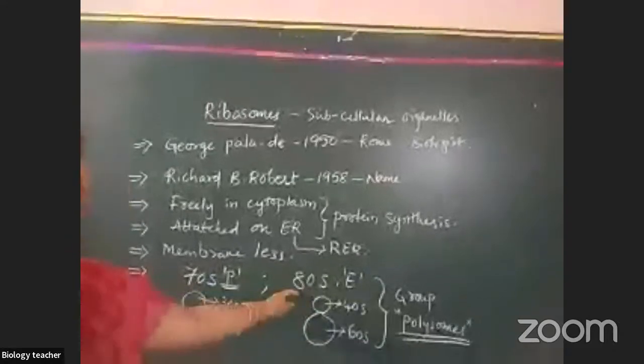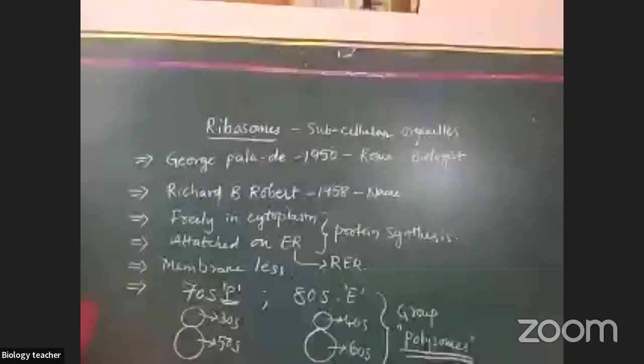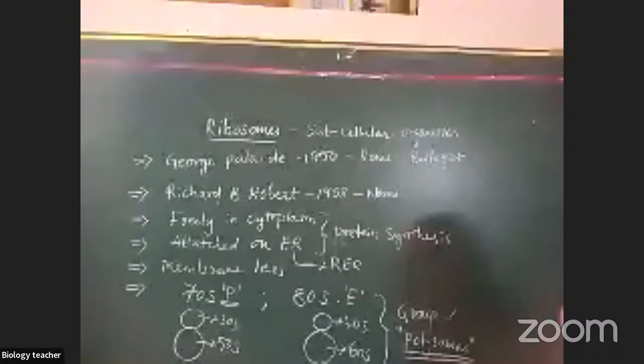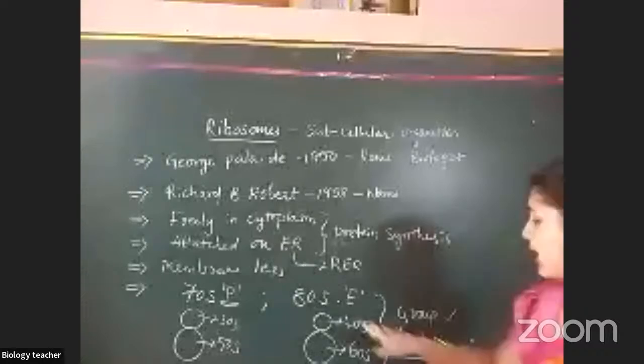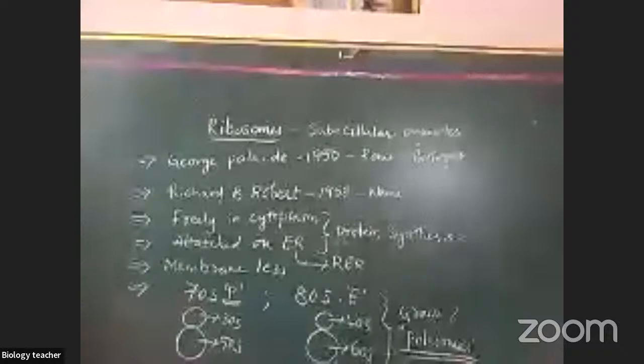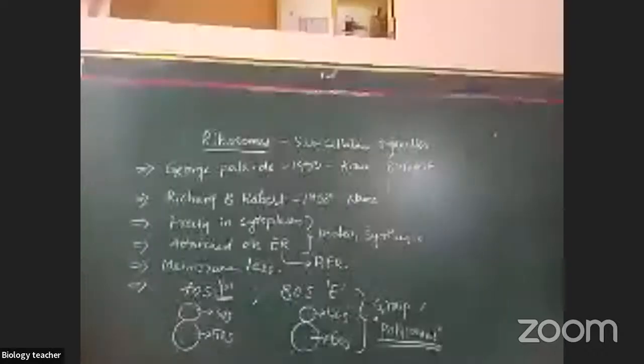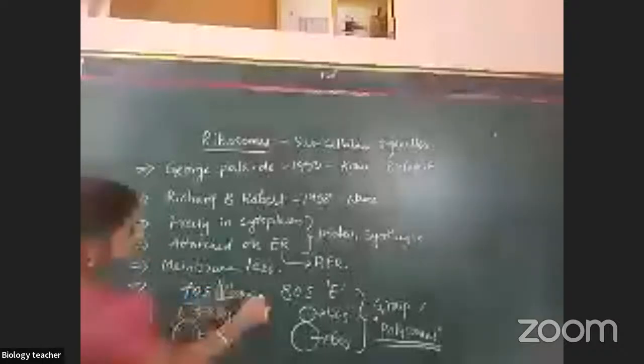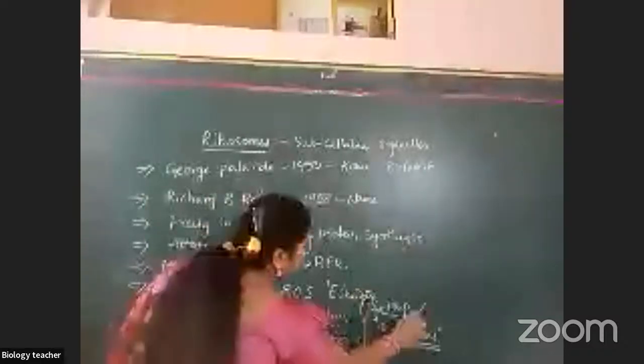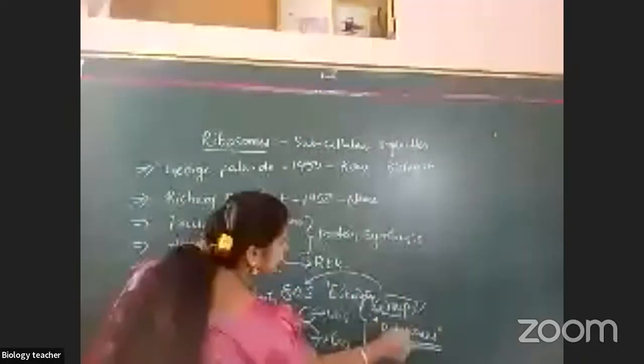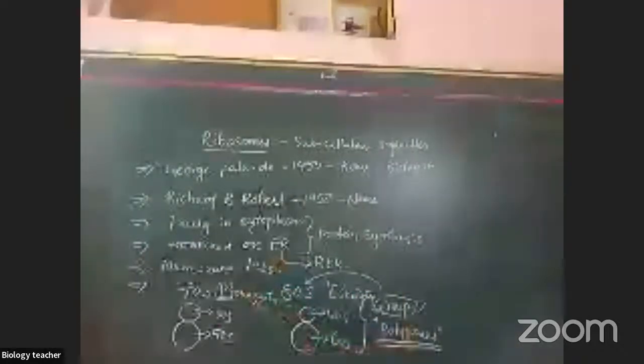A group of 80S ribosomes is known as polysomes. Very important: a group of 80S ribosomes is known as polysomes. Please write it down in your notes. So 70S ribosomes are present in prokaryotes, and 80S ribosomes are present in eukaryotes. Wherever they are present, their main function is protein synthesis.